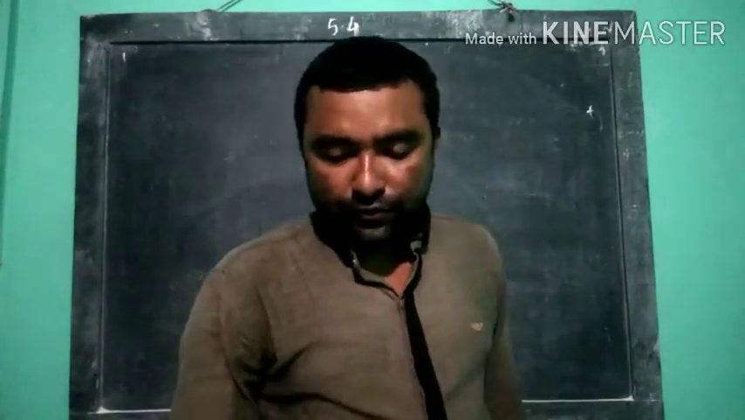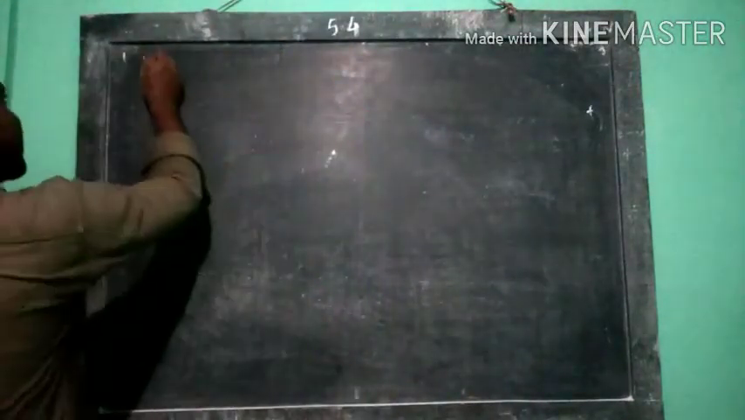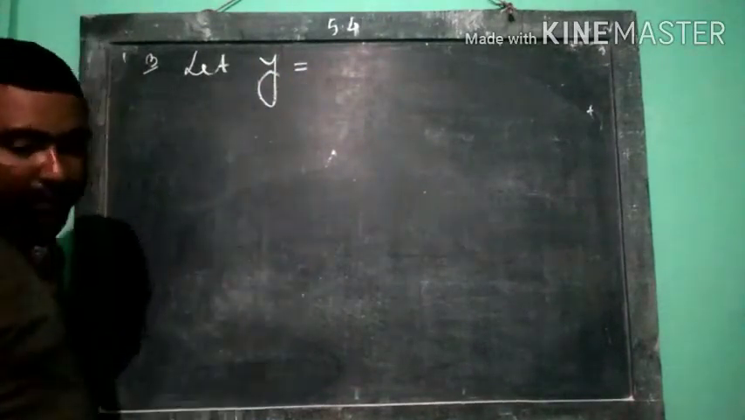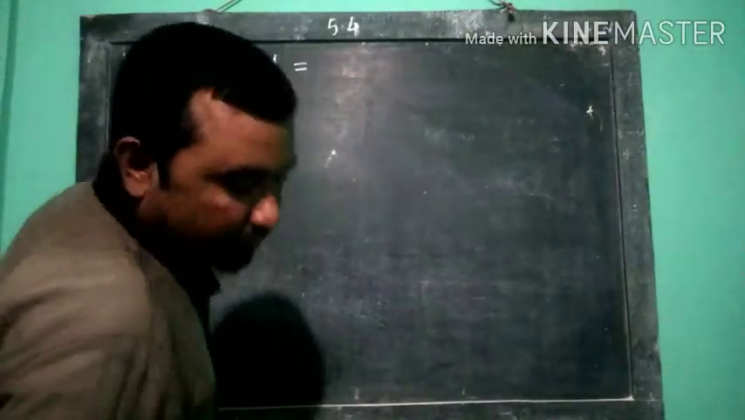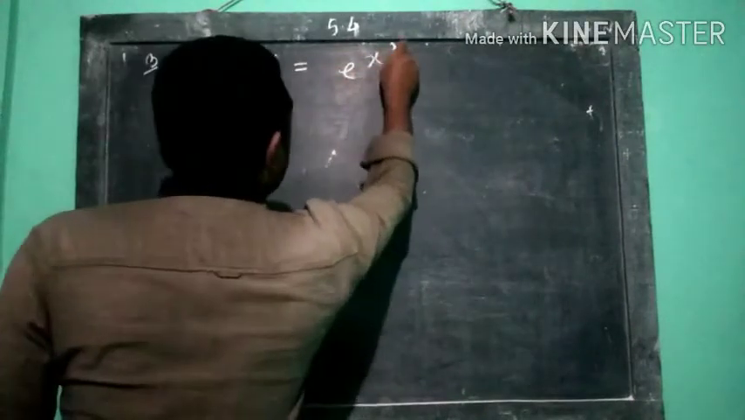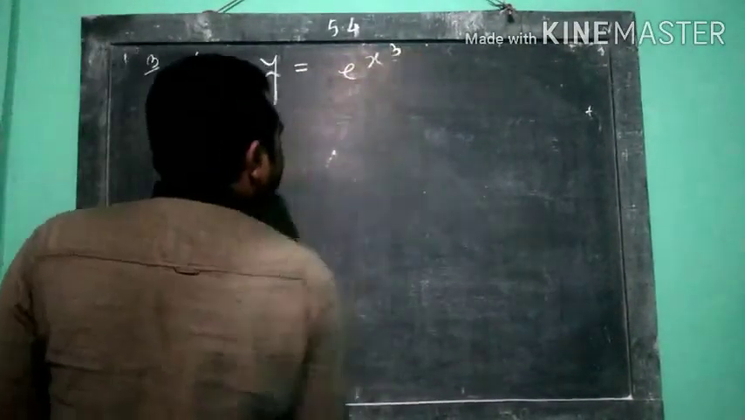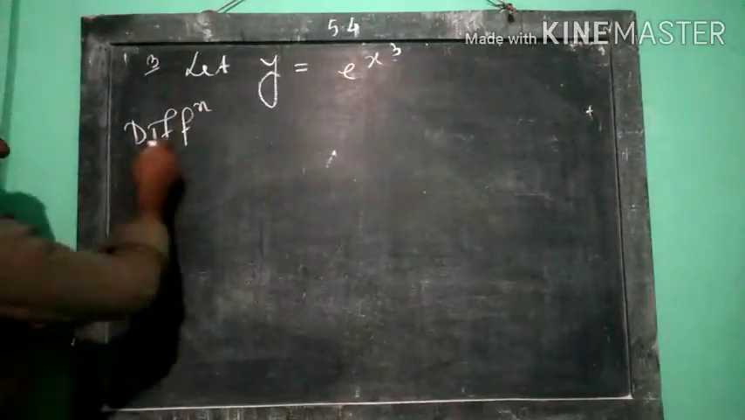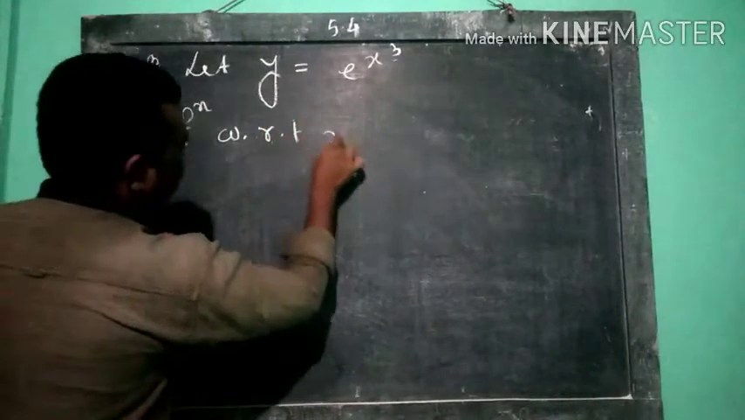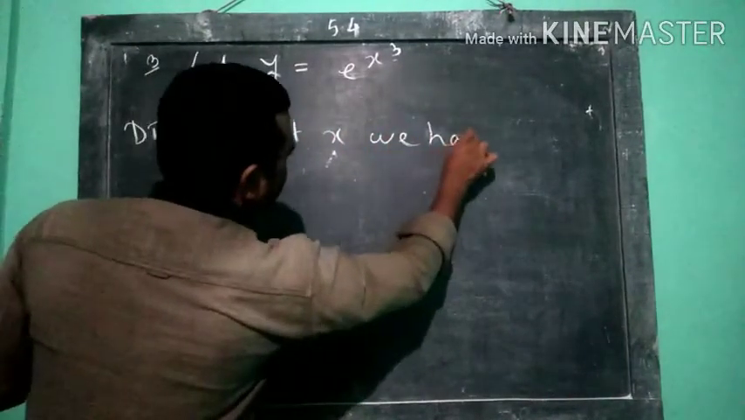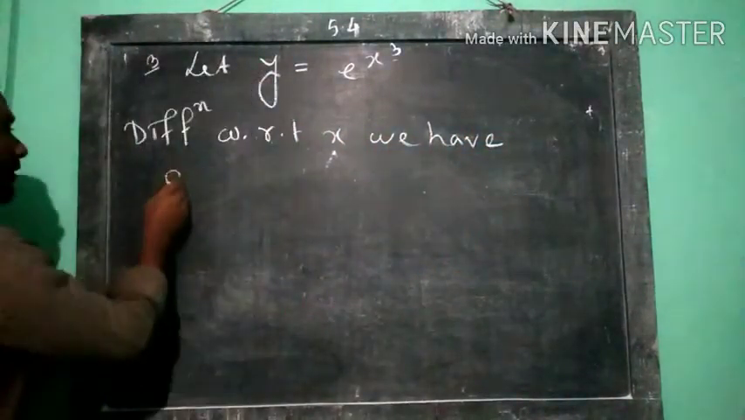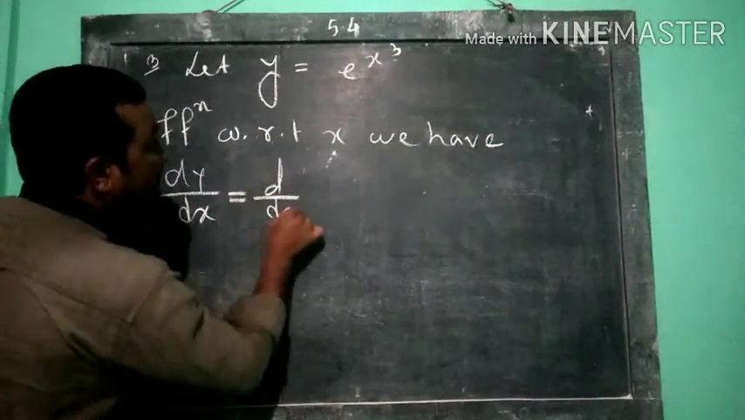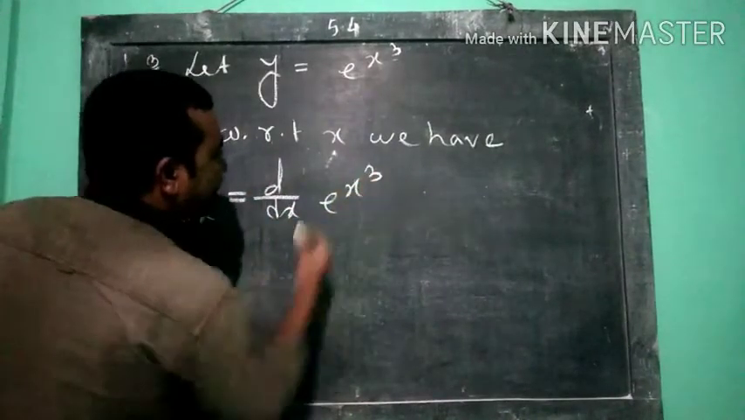Now we are going to solve question number 3. So question number 3 is: let y equal to e to the power x cube. It is a very simple problem. Differentiating with respect to x, we have dy/dx equal to d/dx of e to the power x cube.